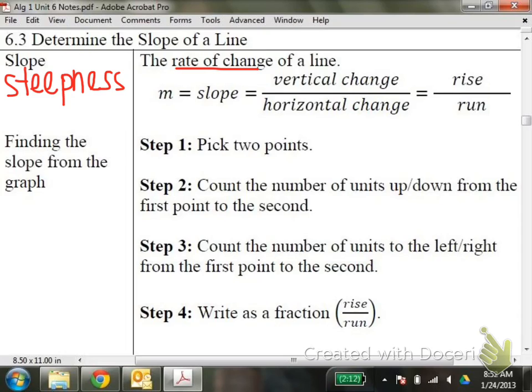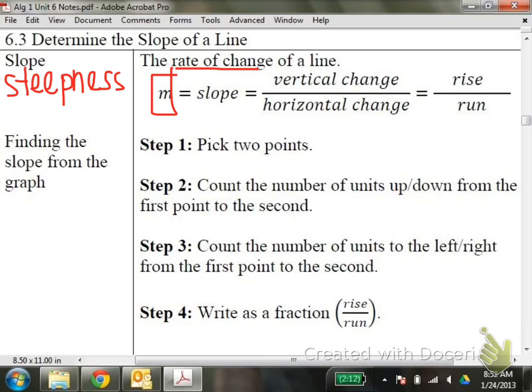Now, there's a couple things that we need to know about slope. The variable that we associate with slope is not S, it's M. So anytime you see the letter M, it means slope. The reason why we don't use S is because in science, S means speed, and so they don't want to confuse the two. So we use M for slope.